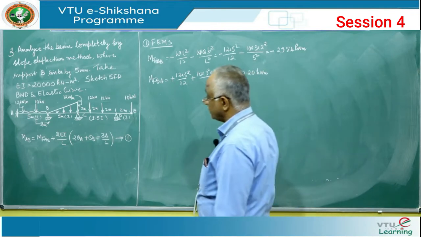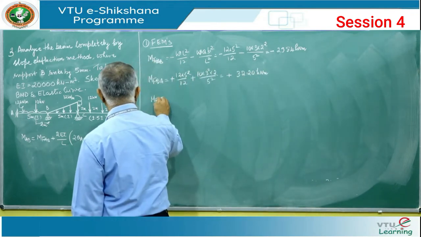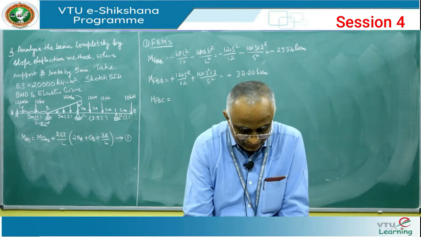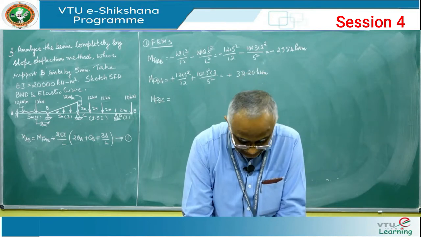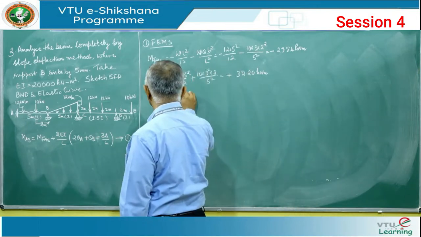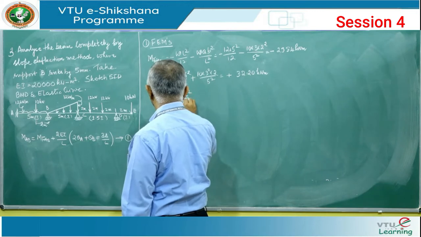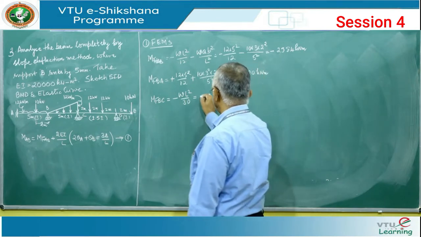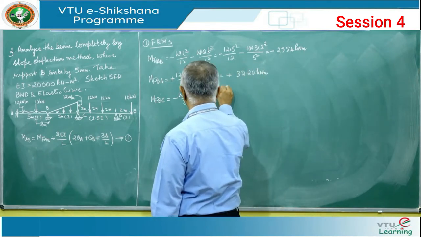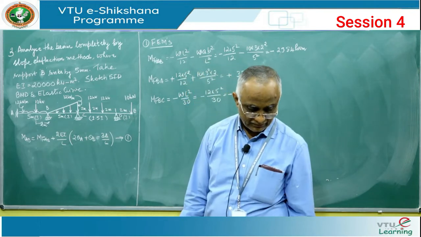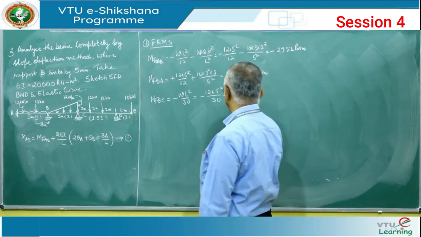So moving on to the next span, again you will have two different values. MFBC, triangular load, starts from 0 at B to maximum value at C. So MFBC is minus WL square by 30. So it is equal to minus 12 into 5 square divided by 30. It is equal to 10 kilonewton meter.